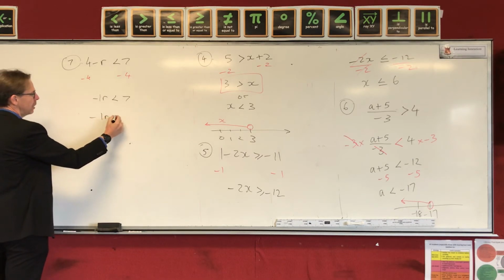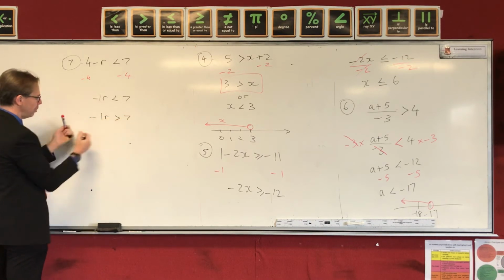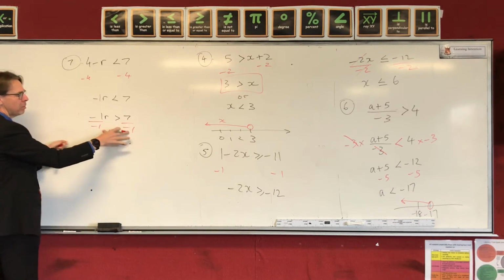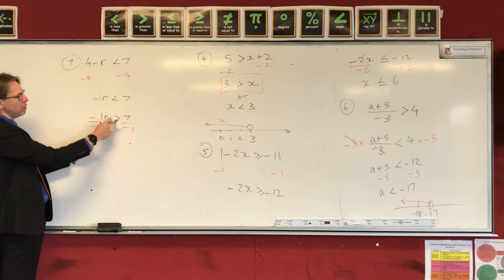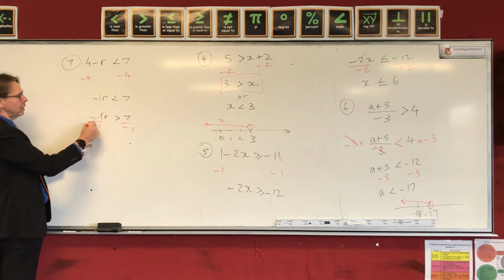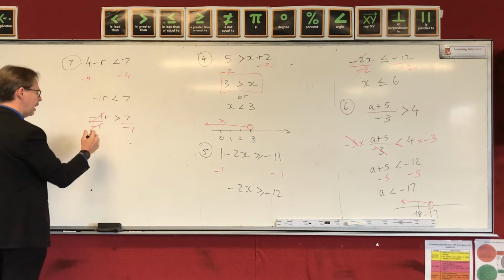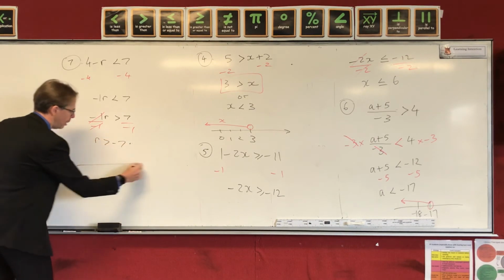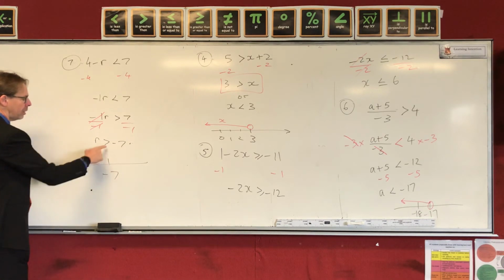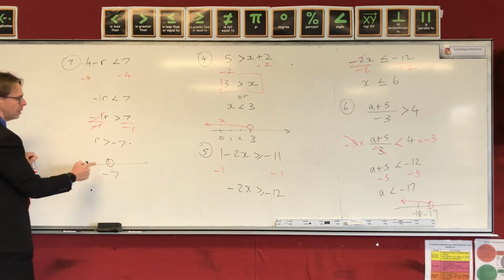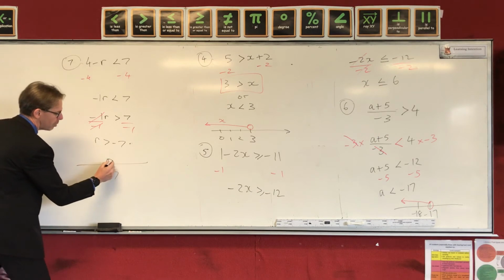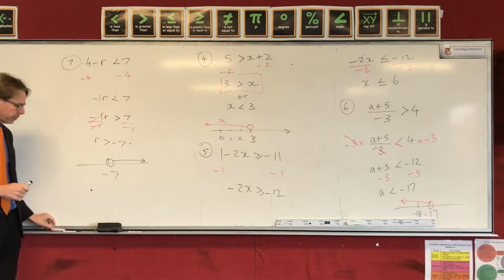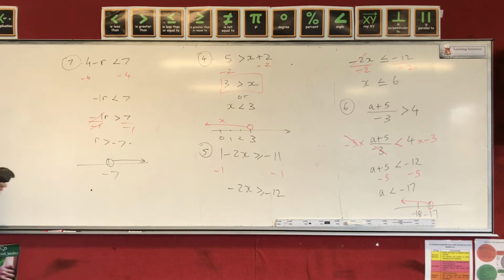Minus 1r, reverse the inequality sign, because you are dividing by a negative. As soon as you have a division by a negative there, the inequality sign must be pointed in the opposite direction now. Cancel that, and you get r is greater than minus 7. On the number line, put minus 7. Greater than symbol means open circle. And all the numbers bigger than minus 7 are to the right of minus 7. So that's your solution. Okay, make sure all that's copied down.